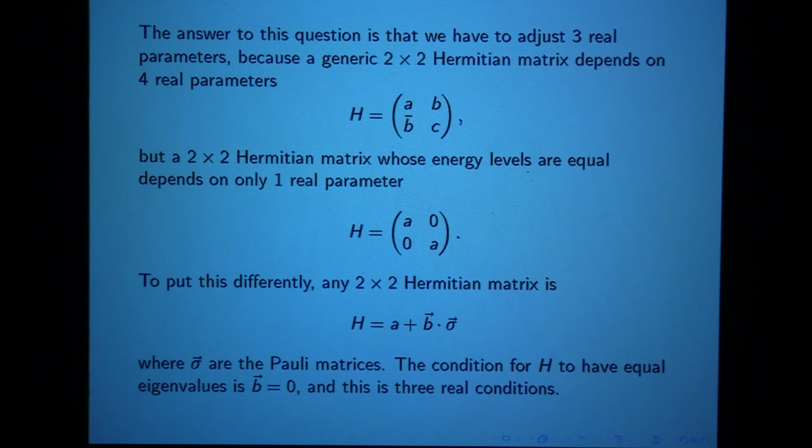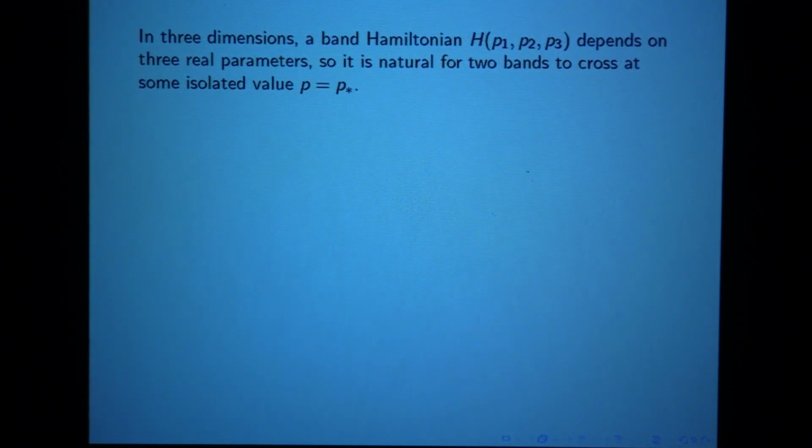So with no particular symmetries, 2 energy levels will cross in 3 dimensions, or as a function of 3 parameters, but not as a function of fewer than 3 parameters. Now, in 3 dimensions, a band Hamiltonian depends on 3 real parameters, namely the 3 components P1, P2, and P3 of the momentum.